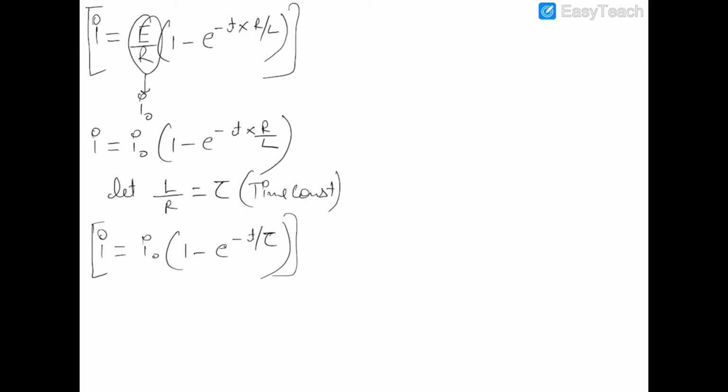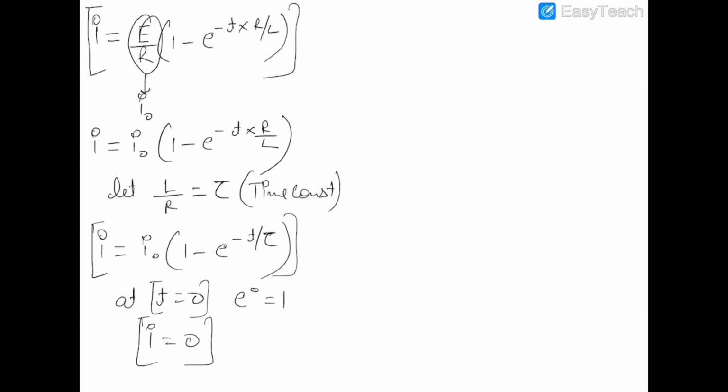Now we can see that at t is equal to 0, at the moment when we have just closed the switch, then e to the power 0 is equal to 1. So the current initially was 0. Okay, so this can be analyzed that the initial current was 0. Now this is an exponential growth.